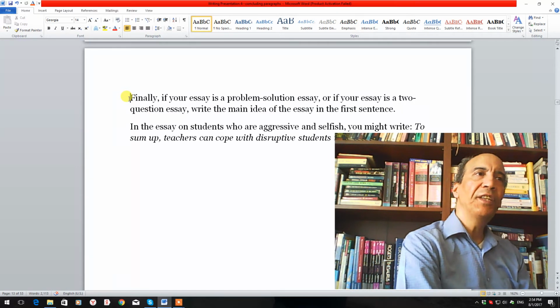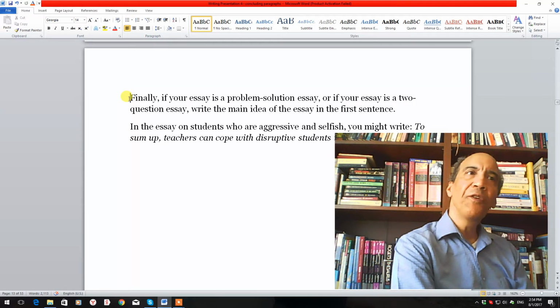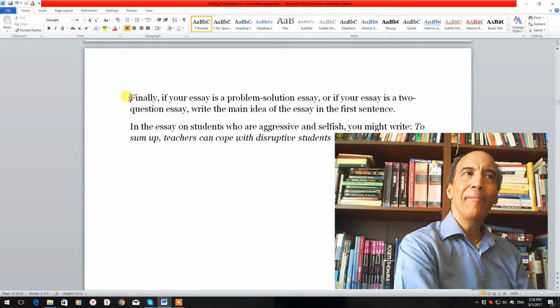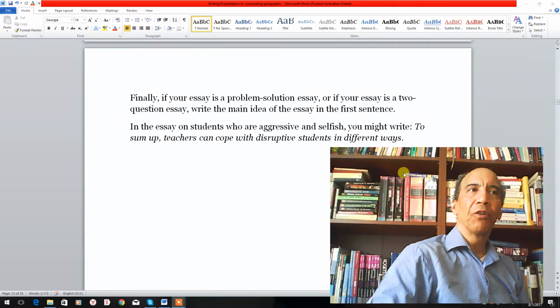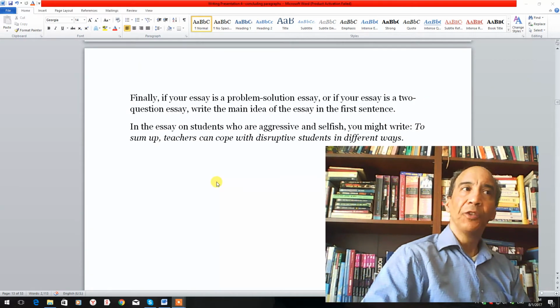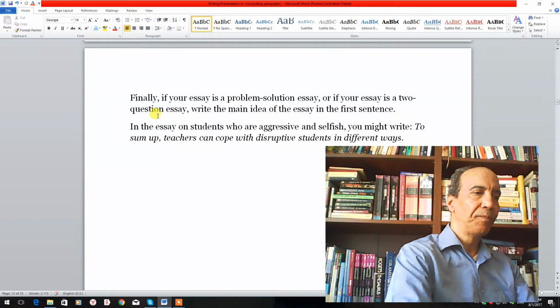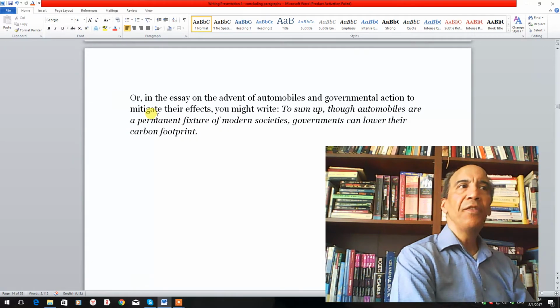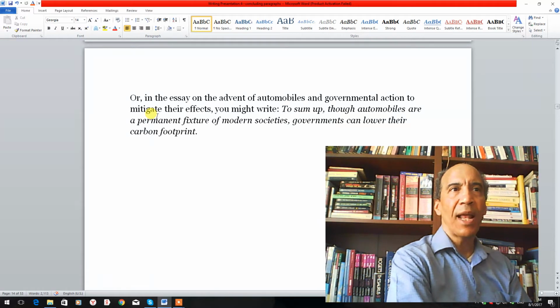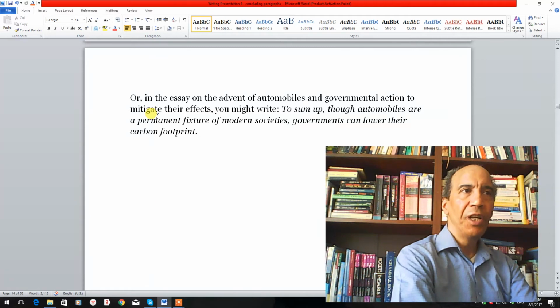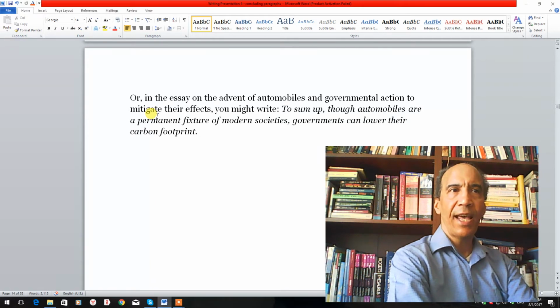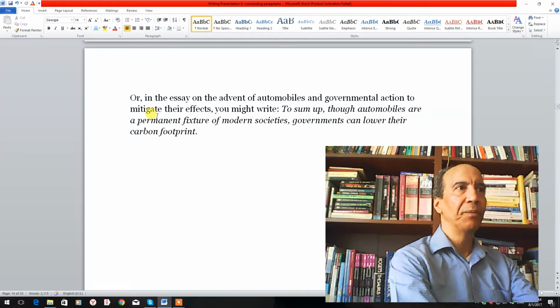Finally, if your essay is a problem-solution essay, or if your essay is a two-question essay, write the main idea of the essay in the first sentence. In the essay on students who are aggressive and selfish, you might write, to sum up, teachers can cope with disruptive students in different ways. Or, in the essay on the advent of automobiles and government action to mitigate their effects, you might write, to sum up, though automobiles are a permanent fixture in modern societies, governments can lower their carbon footprint.